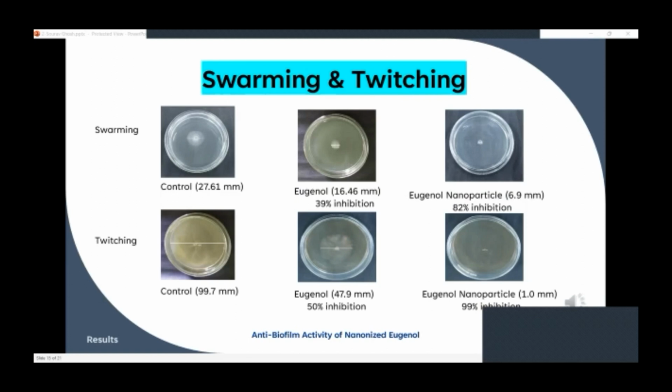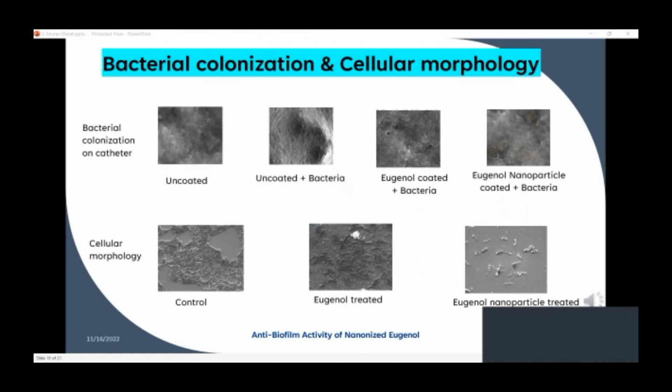Bacteria twitch on solid surfaces by successive extension and retraction of surface filaments known as type 4 pili. This aids in surface attachment, which is the first step of biofilm formation. Eugenol nanoparticle is also capable of inhibiting the twitching phenomenon significantly more than free eugenol.